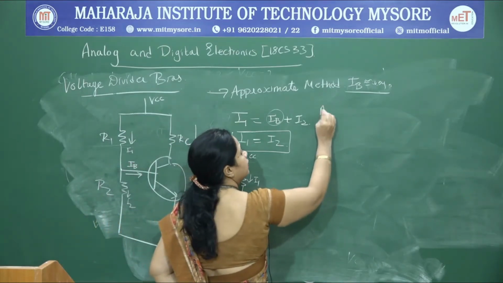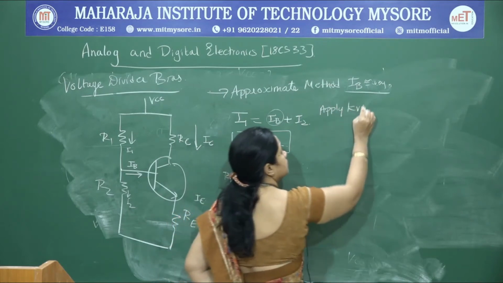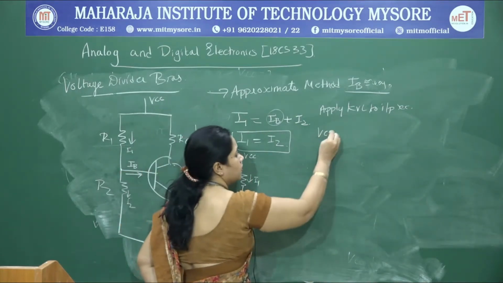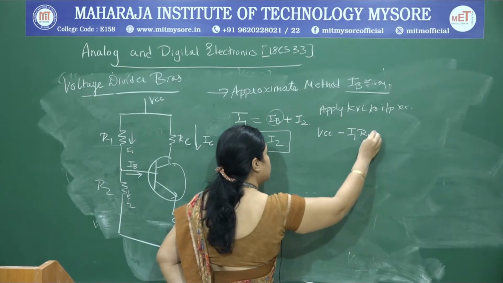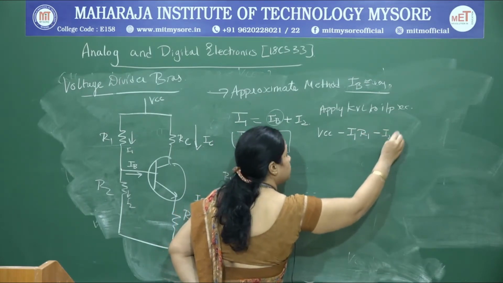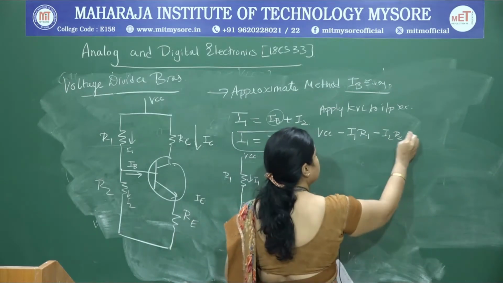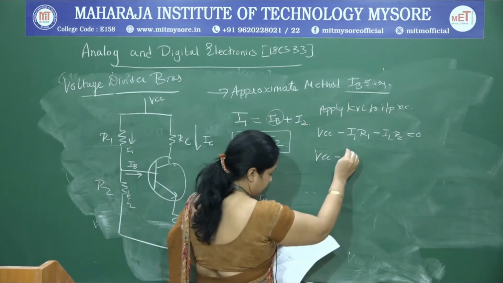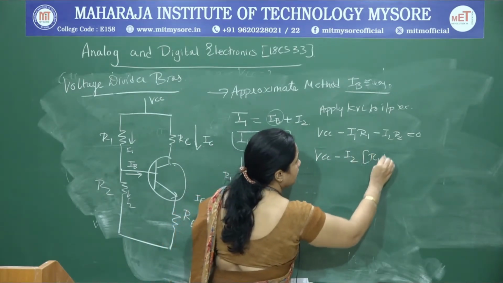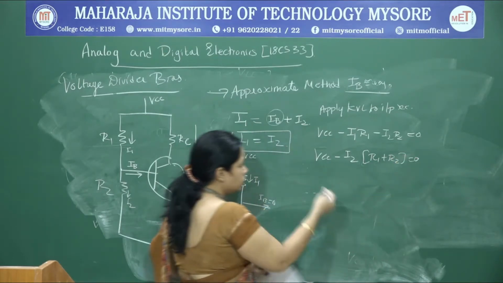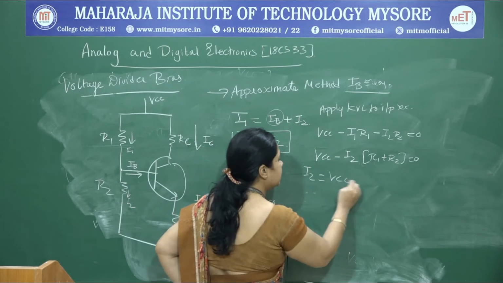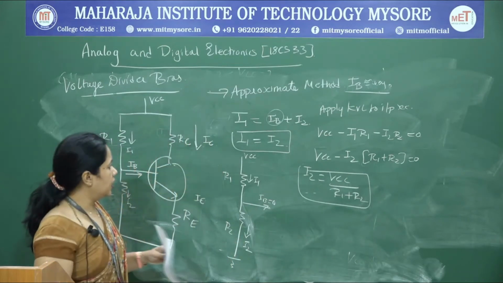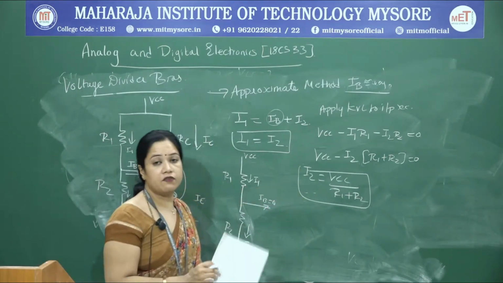So if I apply KVL to the input section, it is VCC minus I1 R1 minus I2 R2 is equal to 0, and you are aware I1 is equal to I2, so I can write it as VCC minus I2 into R1 plus R2 is equal to 0. So thereby I2 is going to be VCC by R1 plus R2. So, we get an expression for I2.